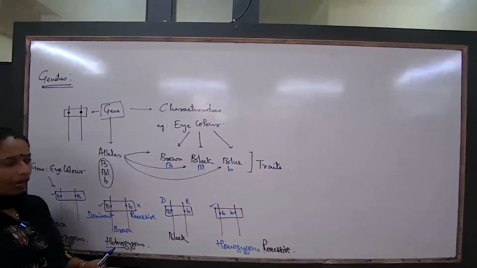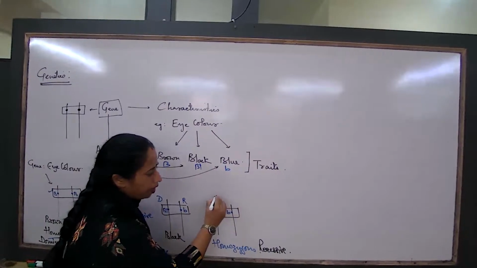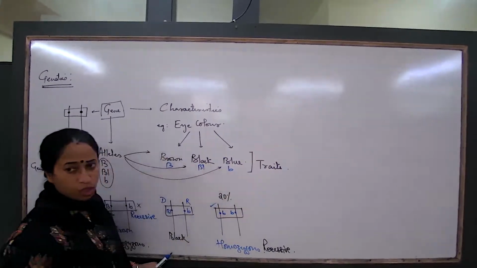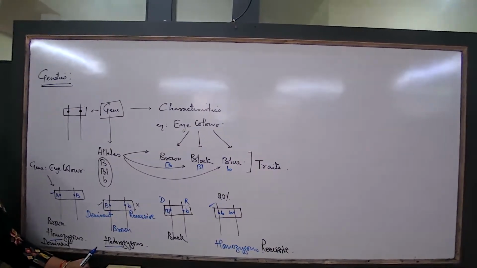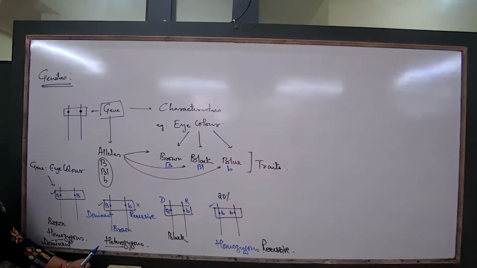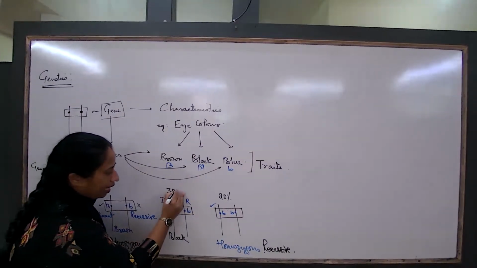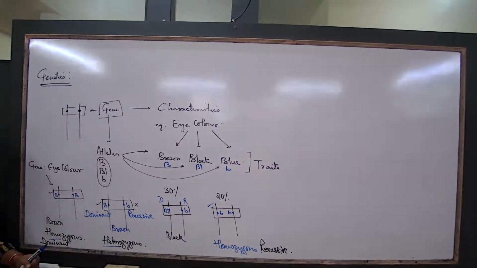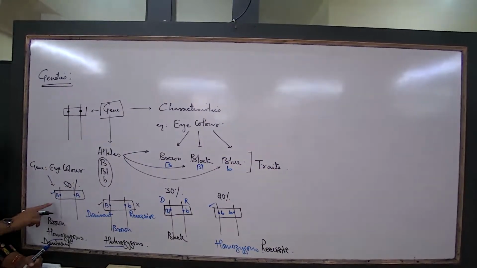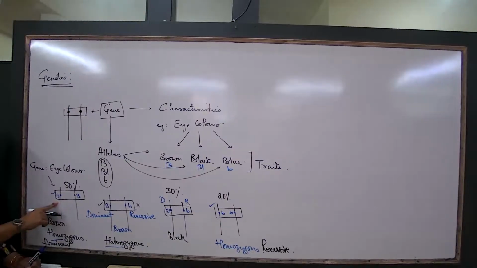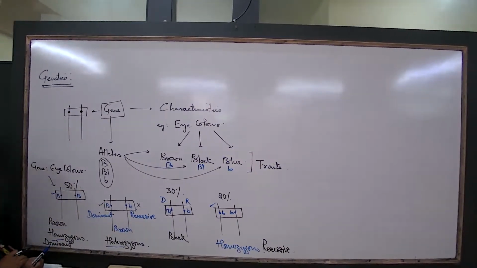This is the reason why, in the human population, maybe only 20% of individuals have the blue eye color. Clear? Another 30% will be having the black eye color, and 50% will be having the brown eye color, because this allele will get expressed whenever it is homozygous or heterozygous.